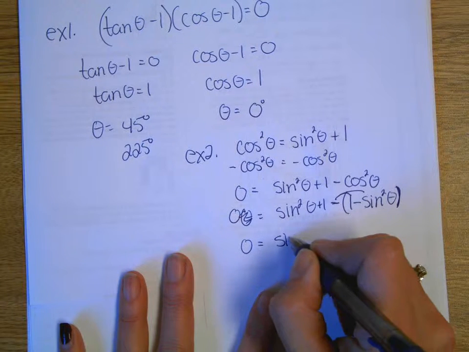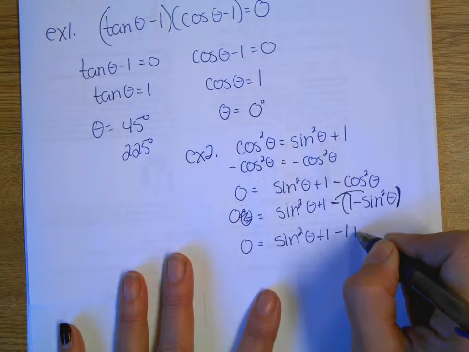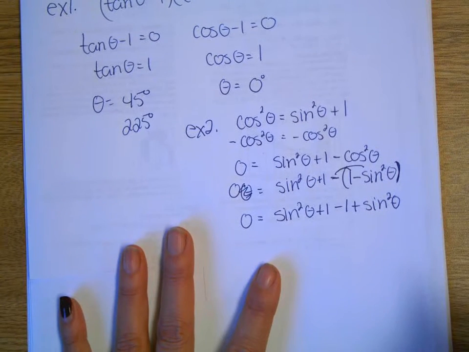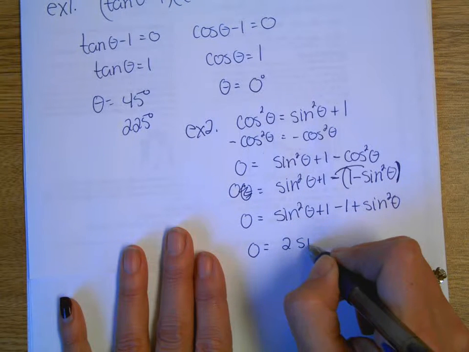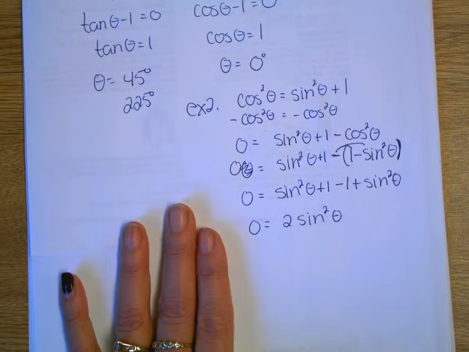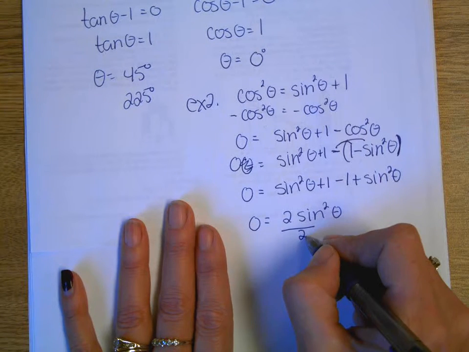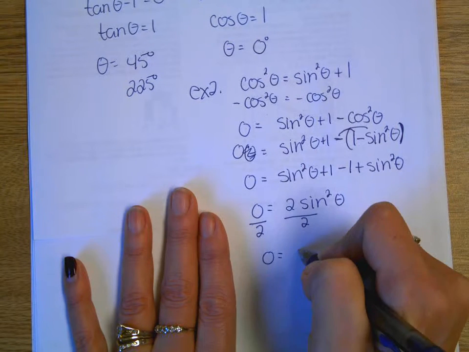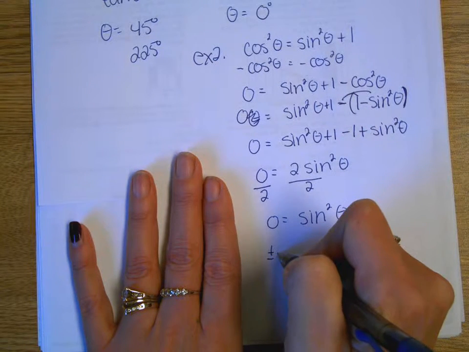So sine squared plus 1 minus 1 plus sine squared. Oh, and then the 1's will cancel. What do I have left? 2 sine squared equals 0. Now what? Divide by 2. What's 0 divided by 2? 0. 0 equals sine squared. Square root. Plus and minus the square root of 0.